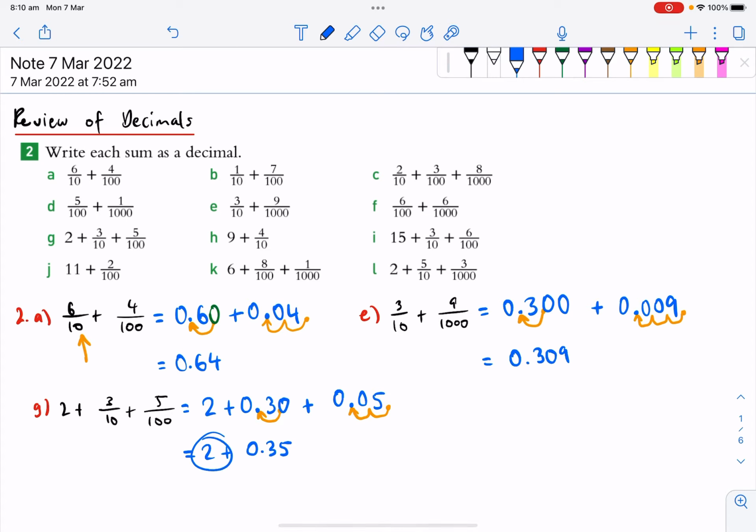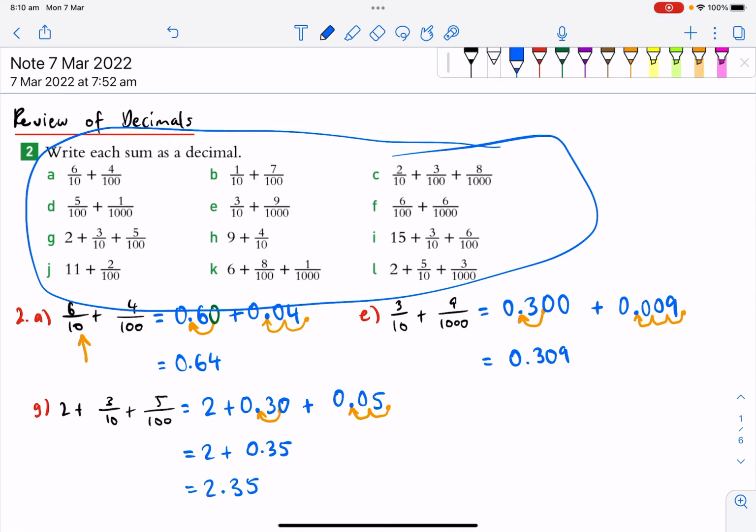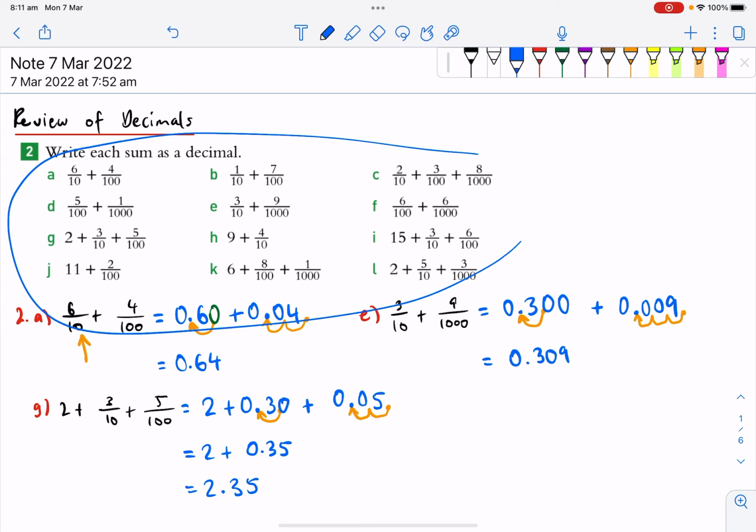But now to add with this whole number, this is even easier. This just joins in the units position. So the answer becomes 2.35. And that's how you do question 2. So give yourselves an opportunity to absorb all of that, and then please finish all of this.